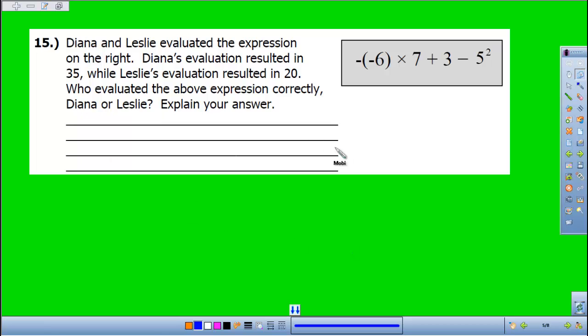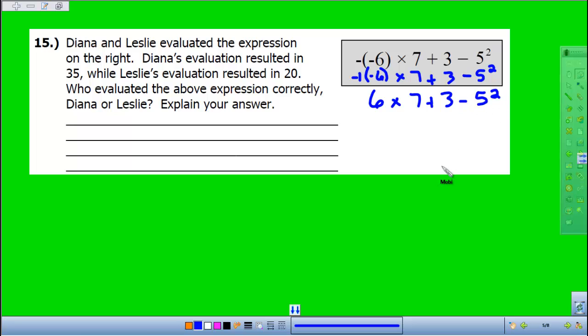Now for number 15, it's not one we've done a lot of because there's some negative signs here. And I'll try to show you this also means negative 1 times negative 6 times 7 plus 3 minus 5 squared. And when we do that, negatives cancel each other out. So really, we're saying negative 1 times negative 6. And since they cancel each other out, we're left with just a positive 6 times 7 plus 3 minus 5 squared. Now that I gave you that hint, hopefully you can finish out the rest of the problem and solve it.